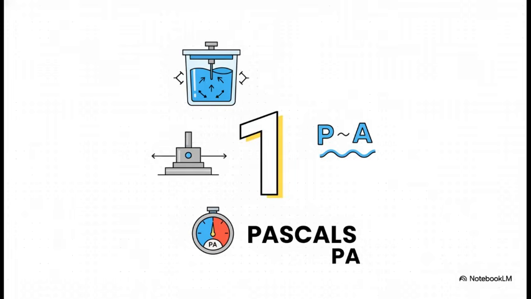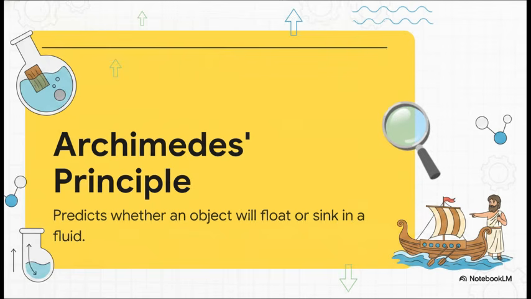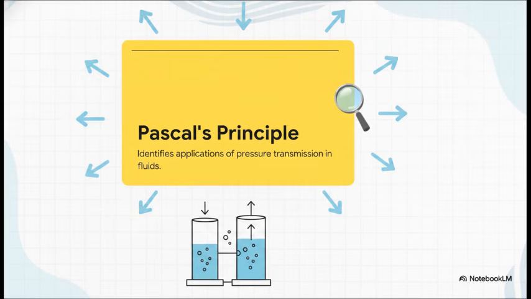Moving to fluids. To calculate pressure, just divide force by area. Always use pascals, or Pa, as your unit. Why do massive ships float? Archimedes' principle shows us it's all about the upward buoyant force of displaced fluid. Squeeze a closed water bottle, and pressure increases everywhere inside. That, my friends, is Pascal's principle in action.